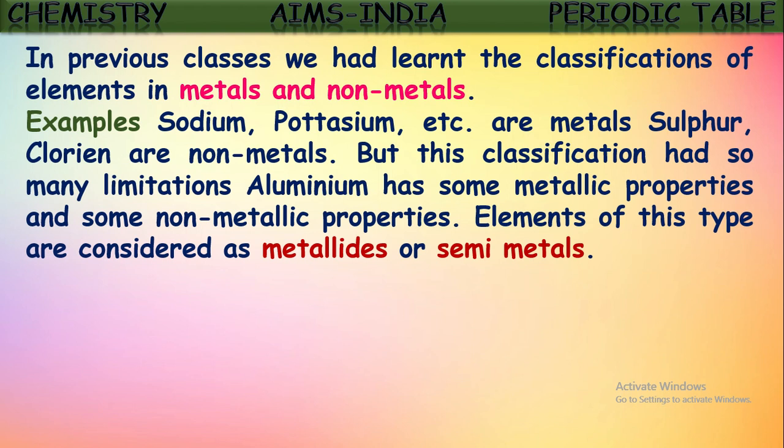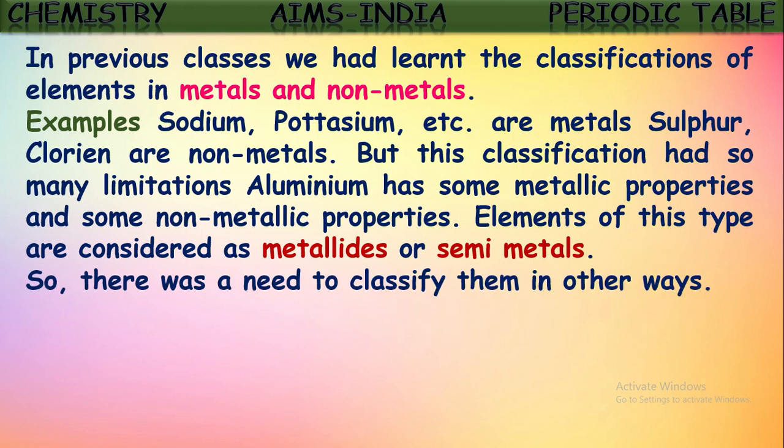So elements of this type are considered as metalloids or semi-metals. For example, there is an element called silicon or germanium. Germanium exhibits the properties of both metals and non-metals. Such kind of elements which exhibit the properties of both metals and non-metals are called metalloids or semi-metals. So there is no proper segregation of this third kind of elements in the metals and non-metals classification. That's one limitation we can say.